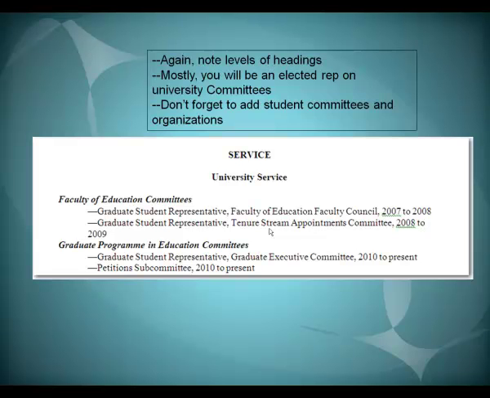But you'll notice that they're separated by areas within the university. So there's service on faculty of education committees, on graduate program and education committees, on graduate student organizations, on Senate of the university, university-wide committees. All of these things need to be down, and then you need to say what you did. If you were executive officer, if you were president of the Graduate Student Association, you put president, Graduate Student Association. When I was a graduate student, I was president of one of the associations in education in my faculty. So you put that down.